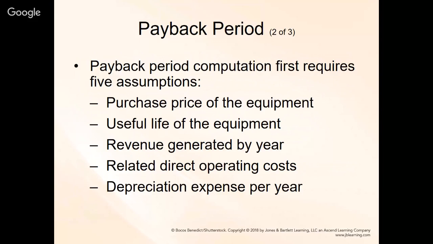And the revenue the machine will generate per year after taxes, we're going to say is $10,000. And the direct operating cost that's going to be associated with earning this income, we're going to say is $150,000, with a depreciation expense per year of $3,000. Now that he has all of that determined, now what do we do?